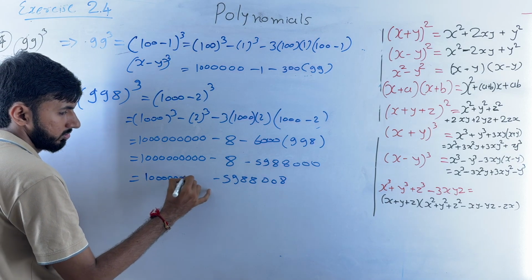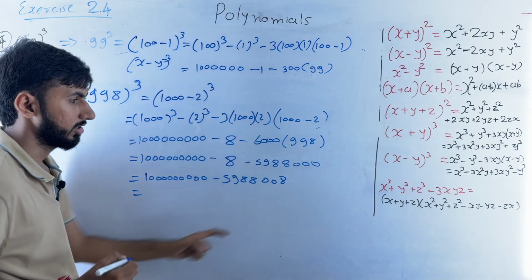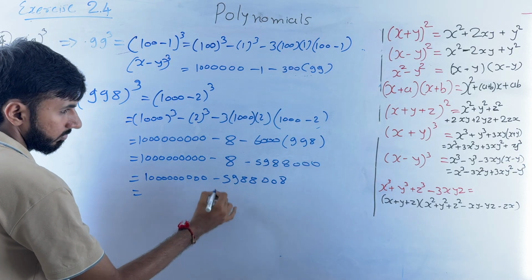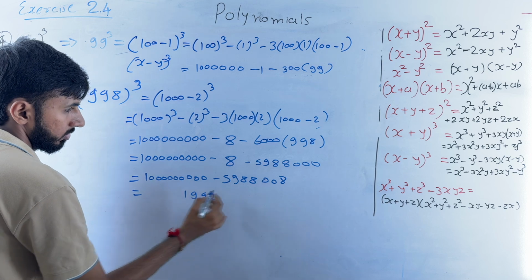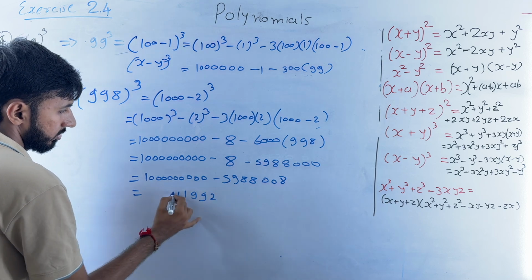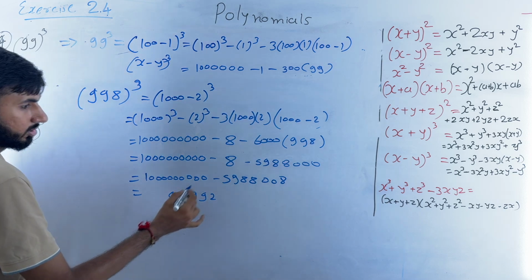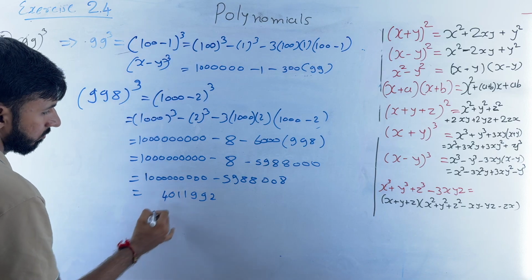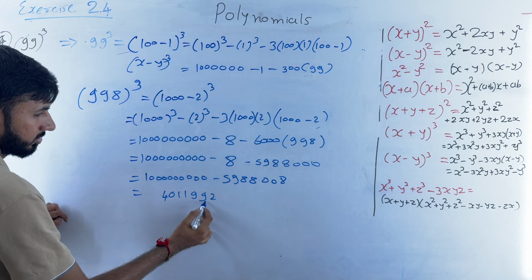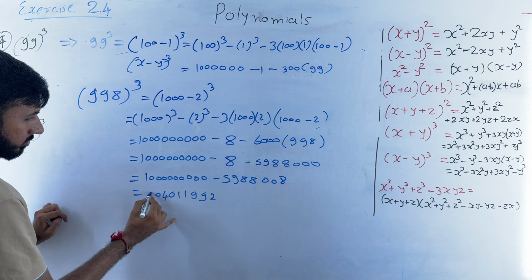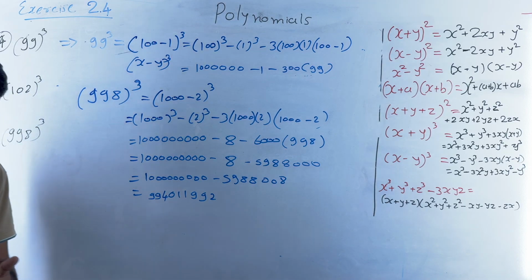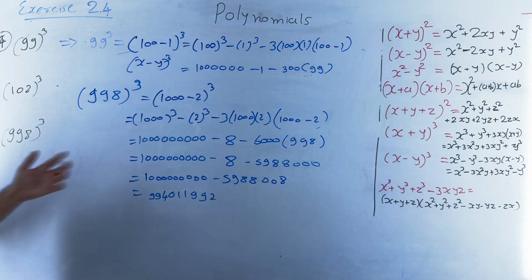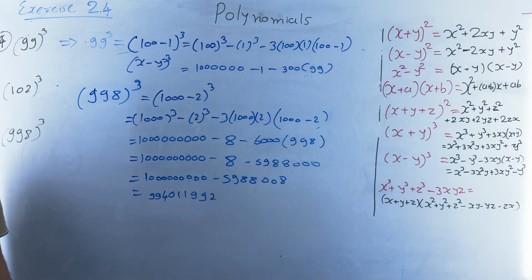9 zeros here. So the final answer will be 2, then 9, then again 9, then 1, then 1, then 0, then I have to write 4... 1 2 3 4 5 6 7 8 9. So 0 9 9, right? This will be my answer. So we will go to question number 8.